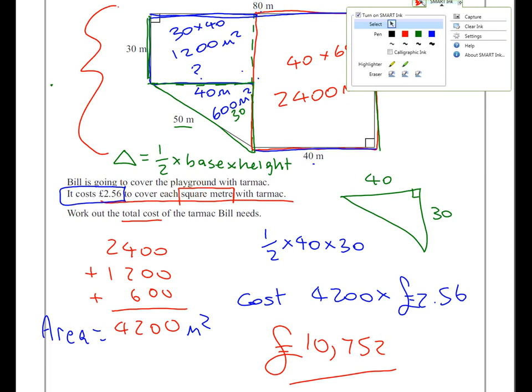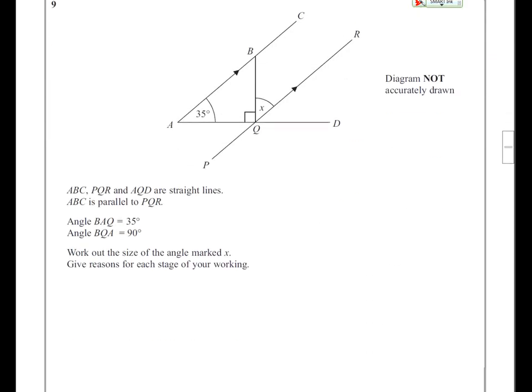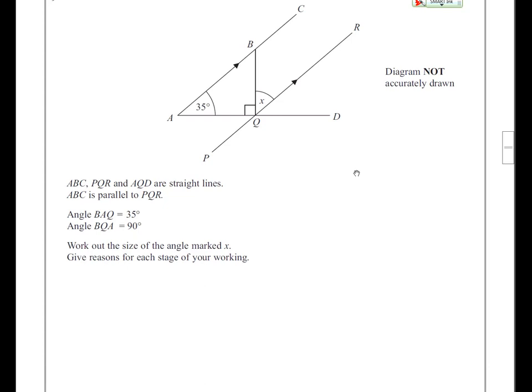Moving on. Question 9. Oh, that looks tricky. Okay, a lot of wordy stuff in these questions. Most of the time they're just telling you what's in the diagram. Sometimes they give you a little bit extra too. So ABC is a straight line. Told you, it tells you in the diagram. We can see it's a straight line.